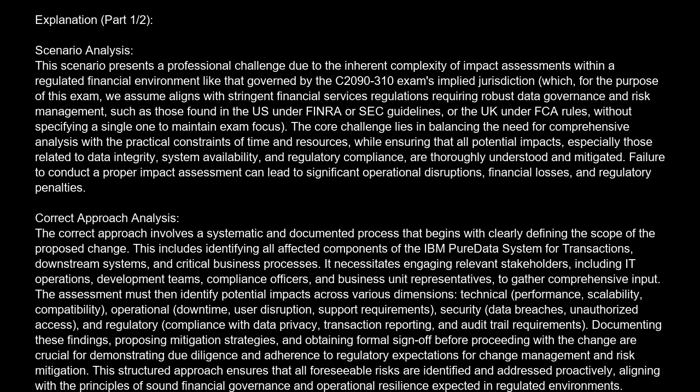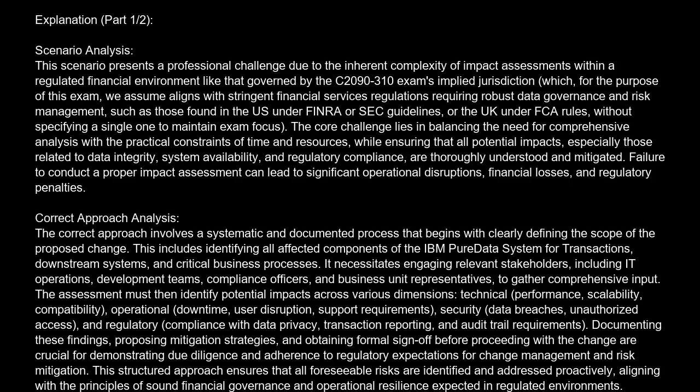Correct approach analysis. The correct approach involves a systematic and documented process that begins with clearly defining the scope of the proposed change. This includes identifying all affected components of the IBM PureData system for transactions, downstream systems, and critical business processes. It necessitates engaging relevant stakeholders, including IT operations, development teams, compliance officers, and business unit representatives.